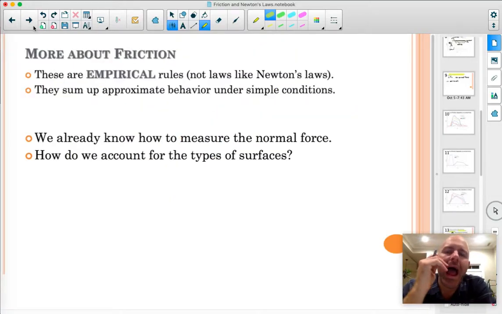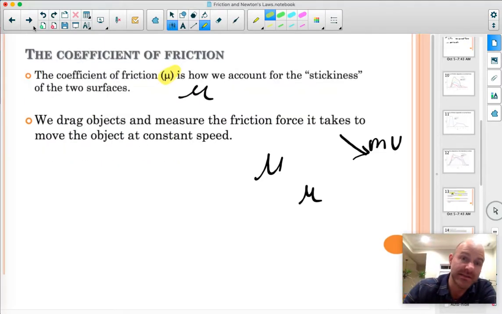So how do we figure out values for this? Certainly we can drag things across with a force gauge, and it turns out that's really what we have to do. We can't just come up with some theory that tells us how big this frictional force will be. We have to test it.